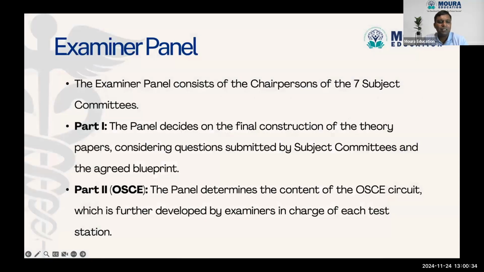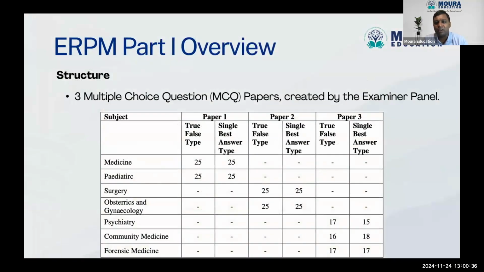Yeah, these are the things you can see: the subjects, and how many questions. Paper 1, Medicine and Pediatrics, 20 MCQ, 25 MCQ. So it's the same thing, right? Earlier also you had 25 MCQ and 25 SBA. Same. Now they have combined them together, with more time. That's it. Earlier it was just 2 papers. Now it's 1 paper. But they combined it.